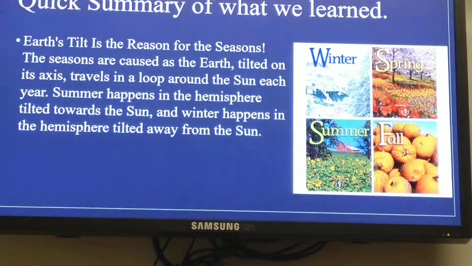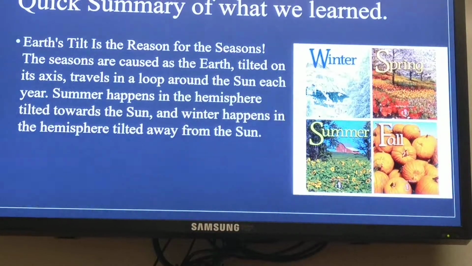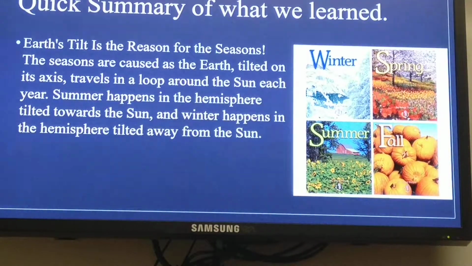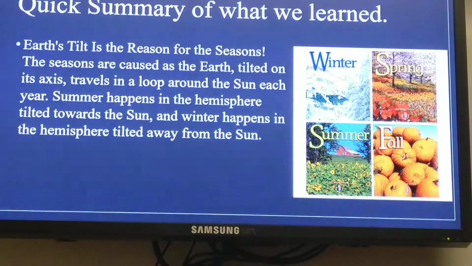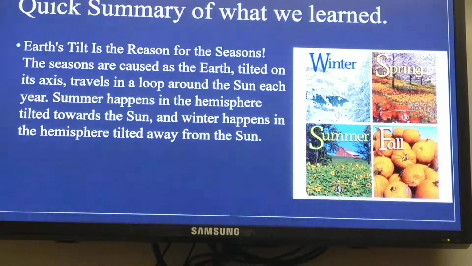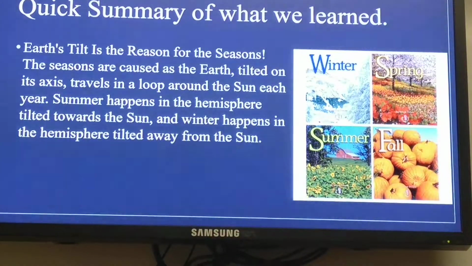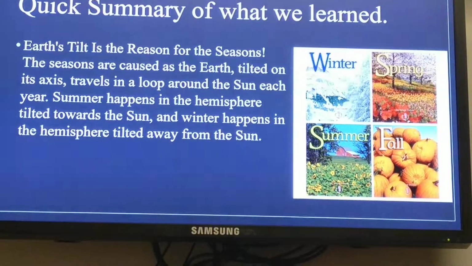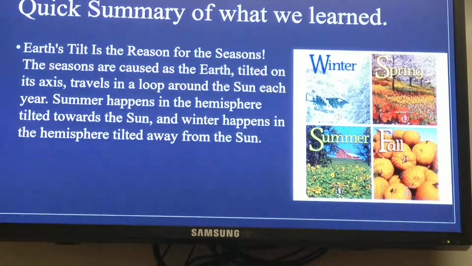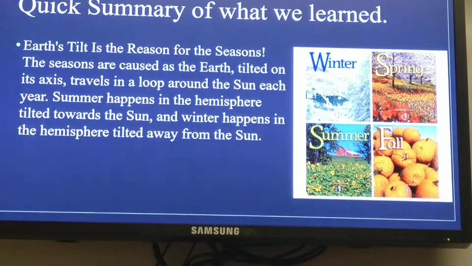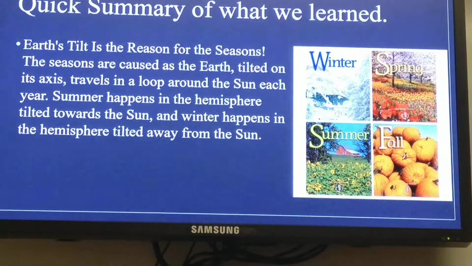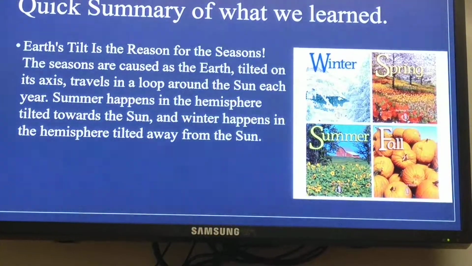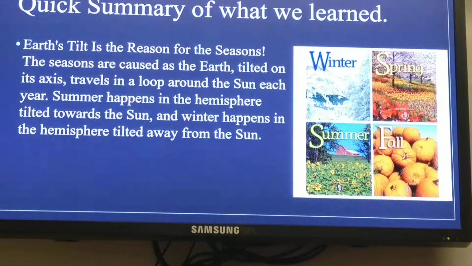So here's a quick summary of what we've learned. Earth's tilt is the reason for the seasons. The seasons are caused as the Earth, tilted on its axis, travels in a loop around the sun each year. Summer happens in the hemisphere tilted toward the sun, and winter happens in the hemisphere tilted away from the sun. Try to remember all the vocabulary words you learned during this lecture, because it will be part of an activity we'll be having today.